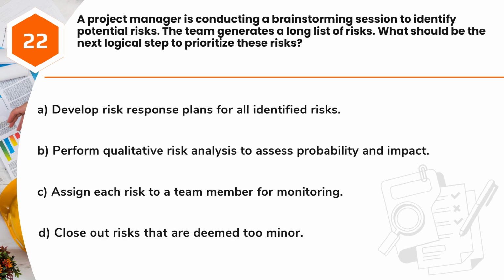Question 22. A project manager is conducting a brainstorming session to identify potential risks. The team generates a long list of risks. What should be the next logical step to prioritize these risks? A. Develop risk response plans for all identified risks. B. Perform qualitative risk analysis to assess probability and impact. C. Assign each risk to a team member for monitoring. D. Close out risks that are deemed too minor.